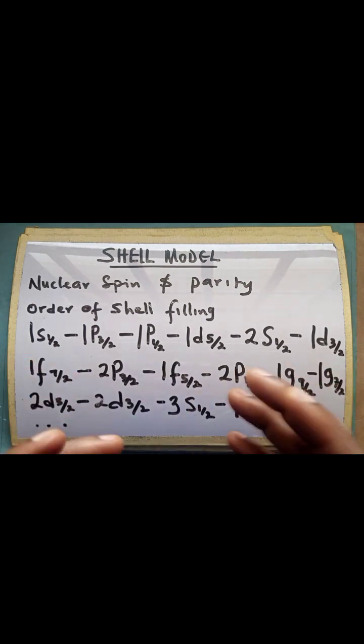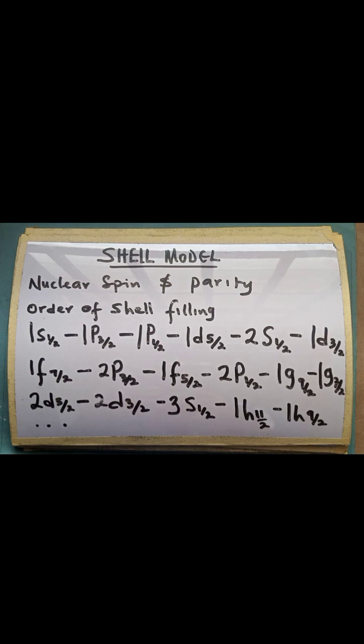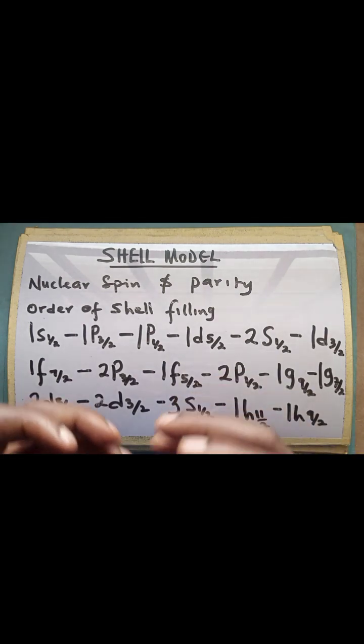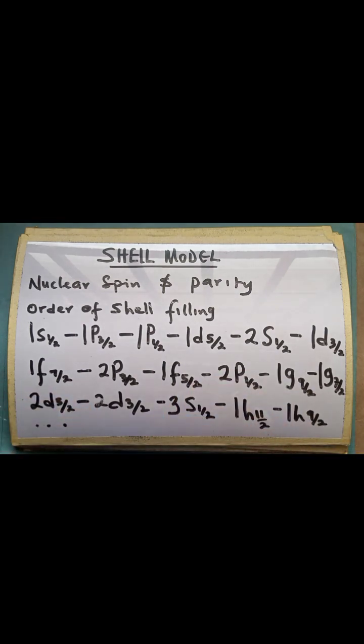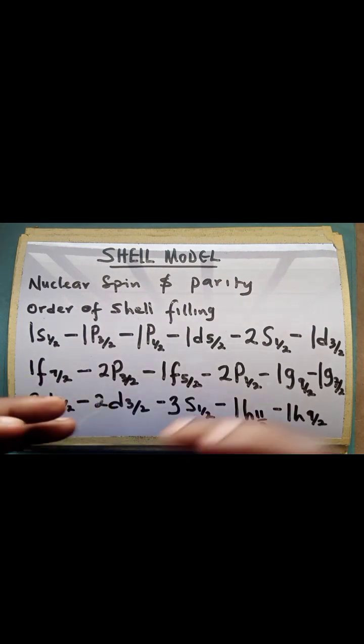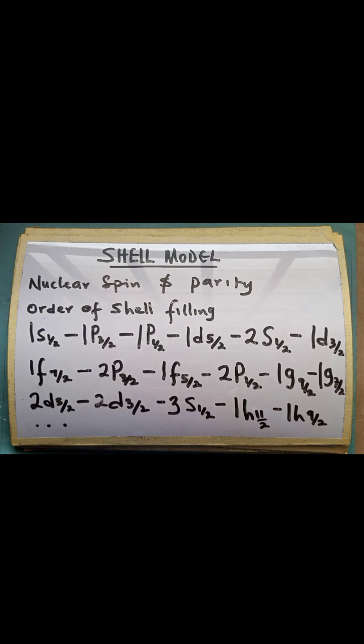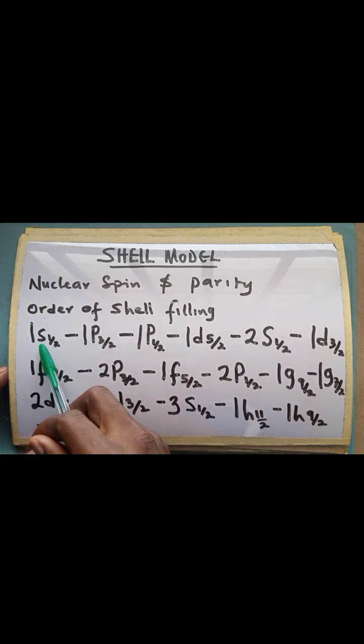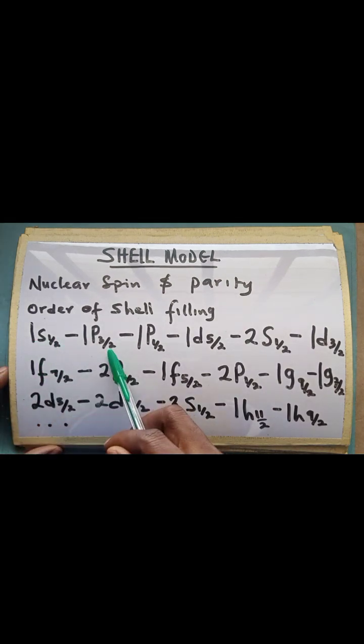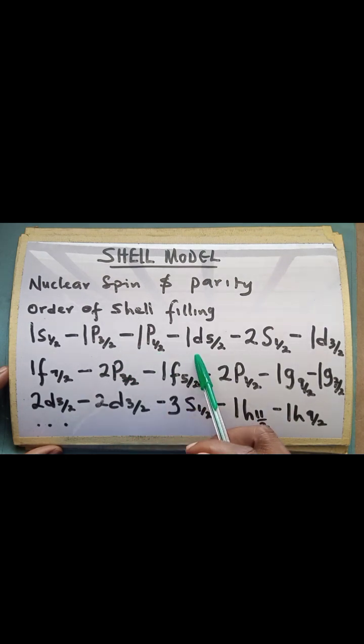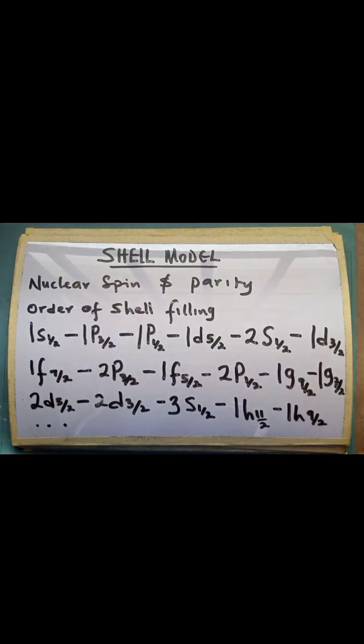But the difference between the atom and the nucleus is that the way you fill the orbitals in the nucleus is different from that of the atoms. So the pattern that we are going to be using is given below. We fill this one first, followed by this, followed by this, followed by this. You can see this particular pattern in some standard nuclear physics textbooks. So we must follow this order.